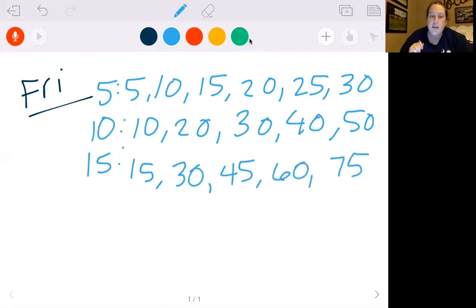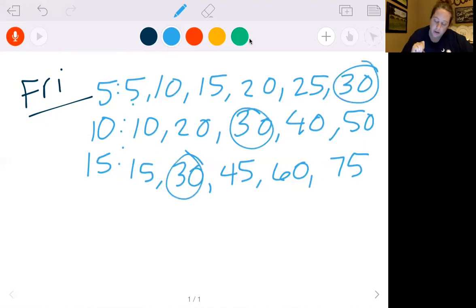So now let's look at which number they all share that is the smallest. I see 5 up here, but 10 and 15 don't have that. 15 won't have the 10, so that won't work. 10 won't have a 15, so that won't work. So it looks like our smallest one they share is 30. So our LCM of 5, 10, and 15 is 30.